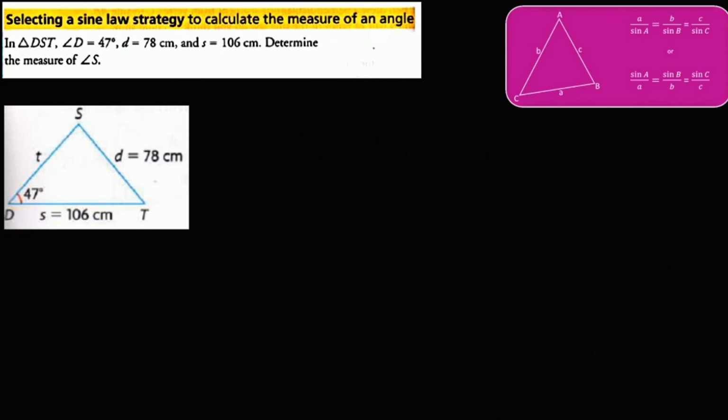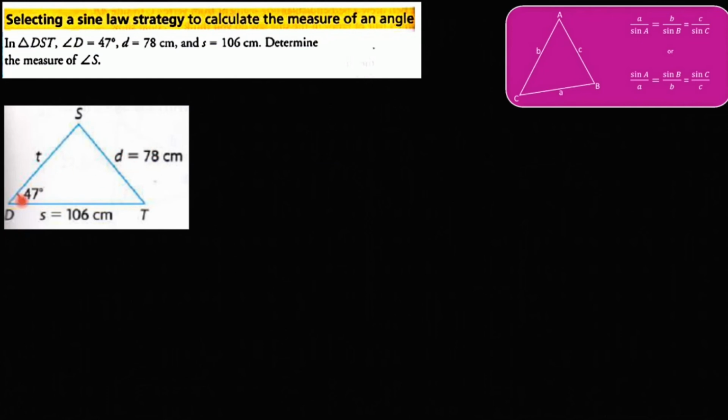Okay, let's look at the last question. In triangle DST, angle D equals 47 degrees, and the side opposite to D equals 78 centimeters, and S equals 106 centimeters, and determine the measure of angle S. So in this triangle, we know angle D and its opposite side, and D equals 78, and we know S equals 106 centimeters, the side opposite angle S, but we don't know angle S, so we use sine law. So this side over sine S equals this side over sine D.